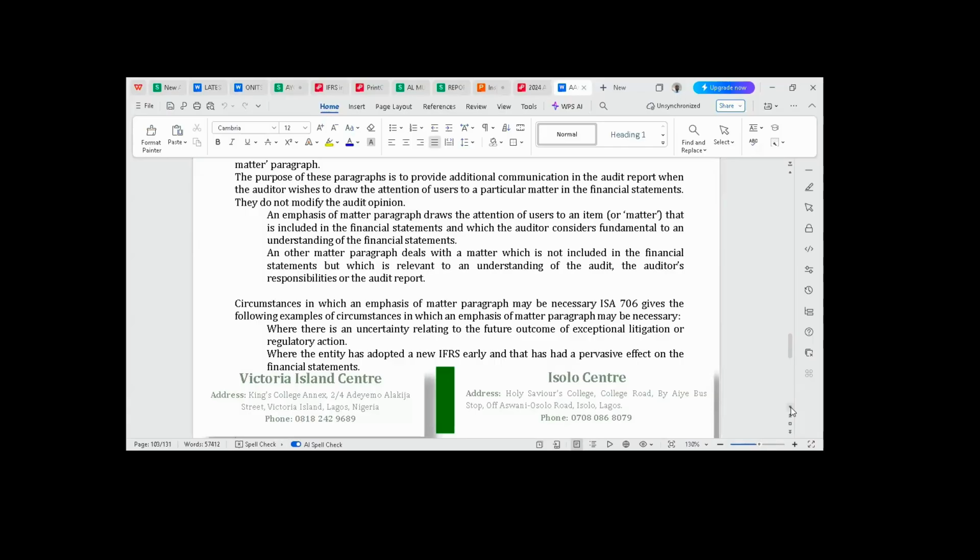Number two, it must happen in the year under review. What that means is that if you're auditing year 2024, that matter must occur in year 2024. If it happened in year 2023 or year 2022, it is not a key audit matter. Then number three, it must be something that is most significant. Why is it most significant? It must be something that the auditor needs to discuss with the users of the financial information. You understand now? Let me give an example.